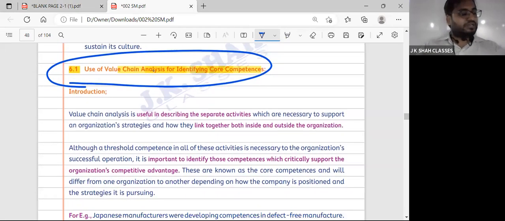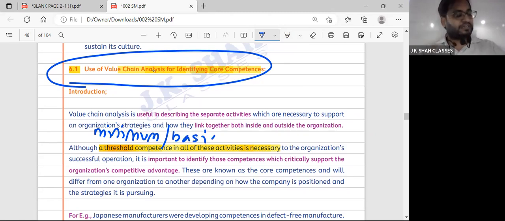Look at this. Read the second paragraph. Second paragraph is the most important paragraph. A threshold competence in all activity is necessary. What do you mean by threshold? Threshold means minimum. It means basic. Basic competence is required in all activities. Otherwise, you will not be able to produce the goods and deliver value to the customer.